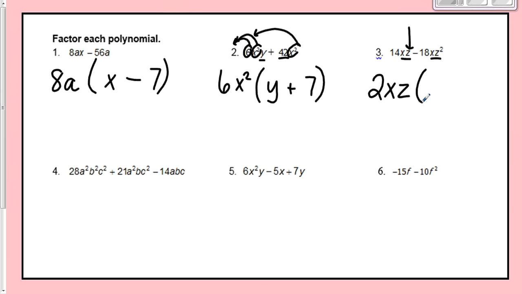Open up my parentheses, so I've got 7 minus 9z. Let me make that for you. 9z. Okay. All right. I'm going to pause, work out the bottom 3. Y'all try to work them out as well, and then let's compare.